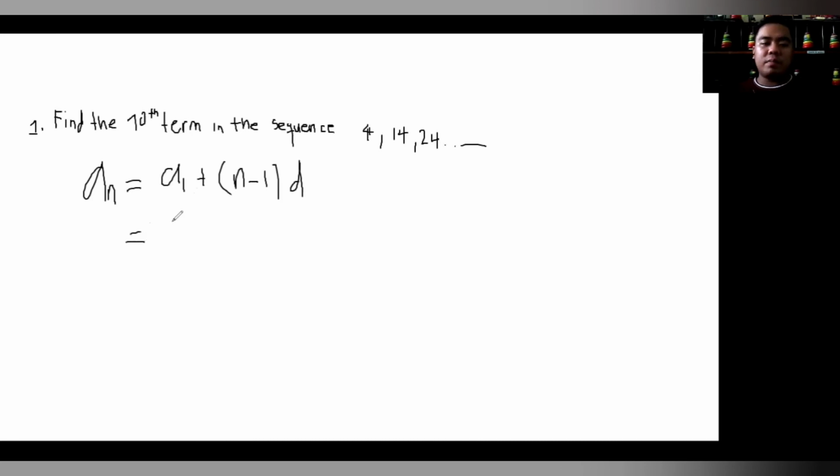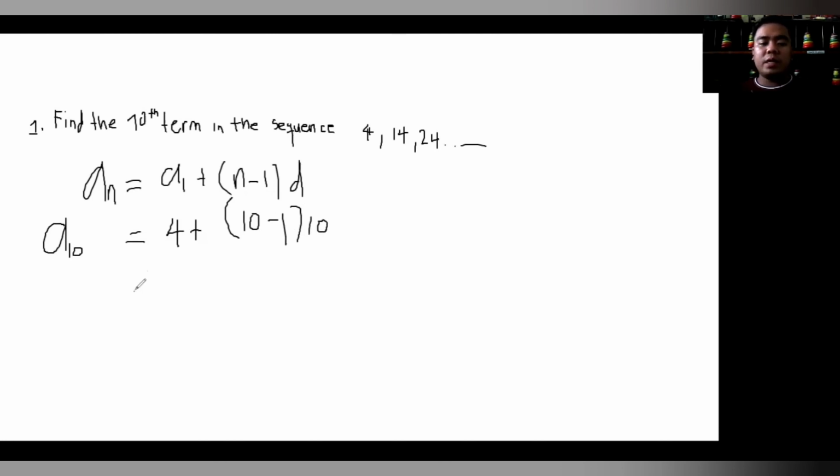So what is your first term? Your first term is 4, correct? Plus, what is your n? Your n is 10, because you need to find the 10th term, a sub 10. So 10 minus 1 times the common difference. How to get the common difference? Second term minus first term, which is 10.